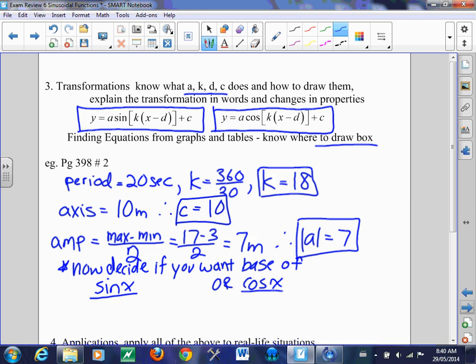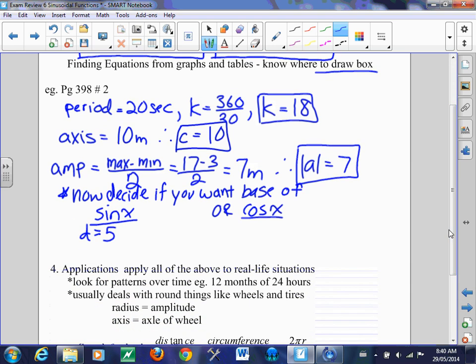Sine x means you start where? At the axis, and you're approaching your max. So let's take a look on that graph, guys. And if you try to estimate, it looks like for me that d equals 5 if we're going to go that route. If we're looking at d equals 5, is sine x positive? Yes. So when we do that, a equals 7. So we have all the information we can put in for the sine x curve.